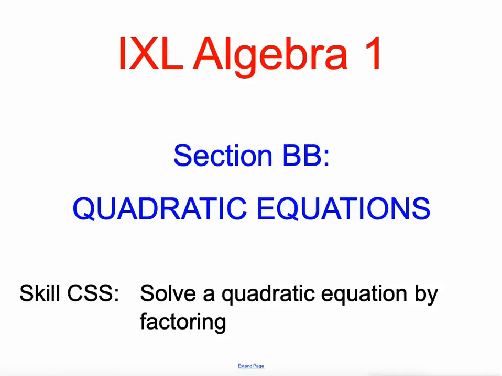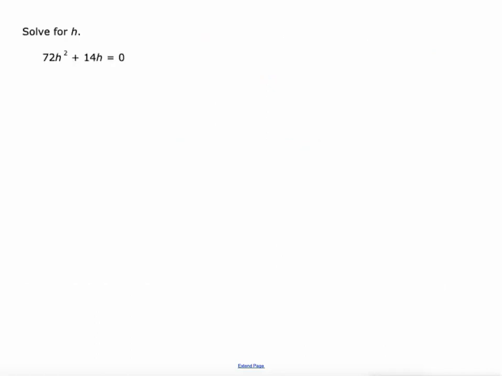Solving quadratic equations by factoring is the third method of solving quadratic equations that we've used. We used square roots and then the zero product property. This is also going to involve the zero product property, okay? But it's also going to involve factoring. So if you're not good at factoring, you need to go back to section AA of IXL and do some more work in there. All right, here we go.